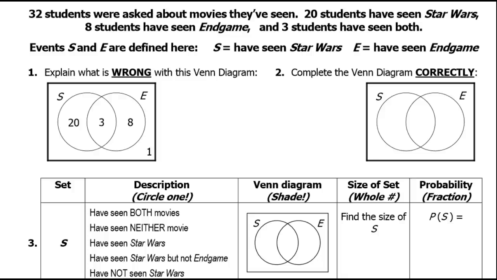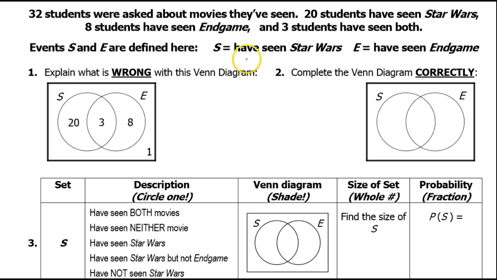In this video, I will show you how to interpret a Venn diagram and determine the size or probability of a certain set. So let's start off with this scenario. We have 32 students who were asked about movies they've seen. 20 students have seen Star Wars, 8 students have seen Endgame, and 3 students have seen both.